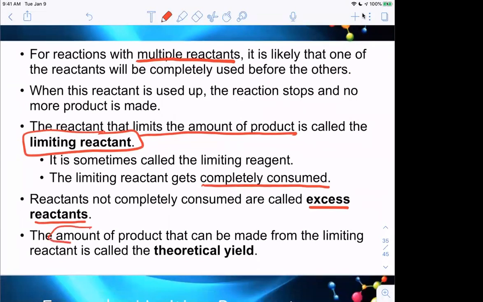I can calculate the amount of product that can be made from the amount of limiting reagent I have, and this is always called the theoretical yield. Theoretically, that's the amount of product I can make. I calculate that based on the amount of reactant that runs out first.